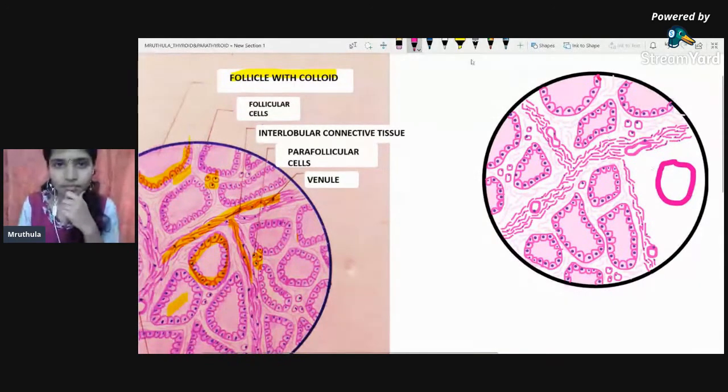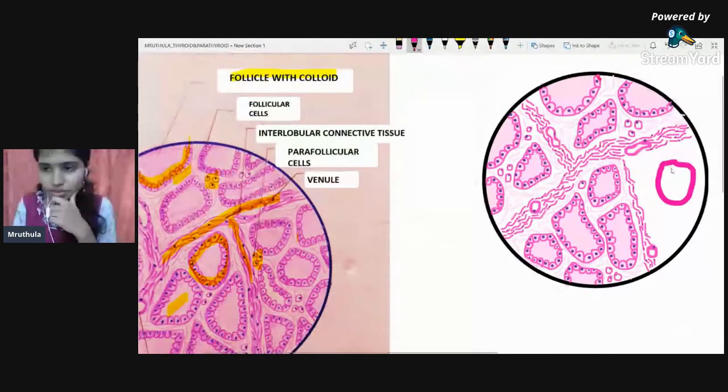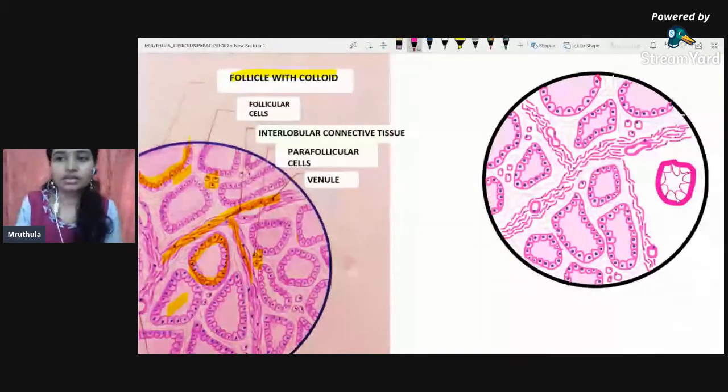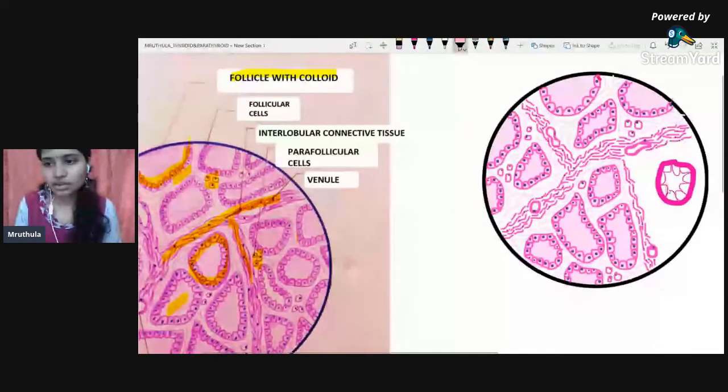And make sure whenever you draw your histology diagram, the pencil should be sharp. And this is how the cuboidal cells will be. Okay. So within that, we have the colloid. So colloid is a little less pink in color, that is, it is paler in color. Okay. And don't forget to put the nucleus.